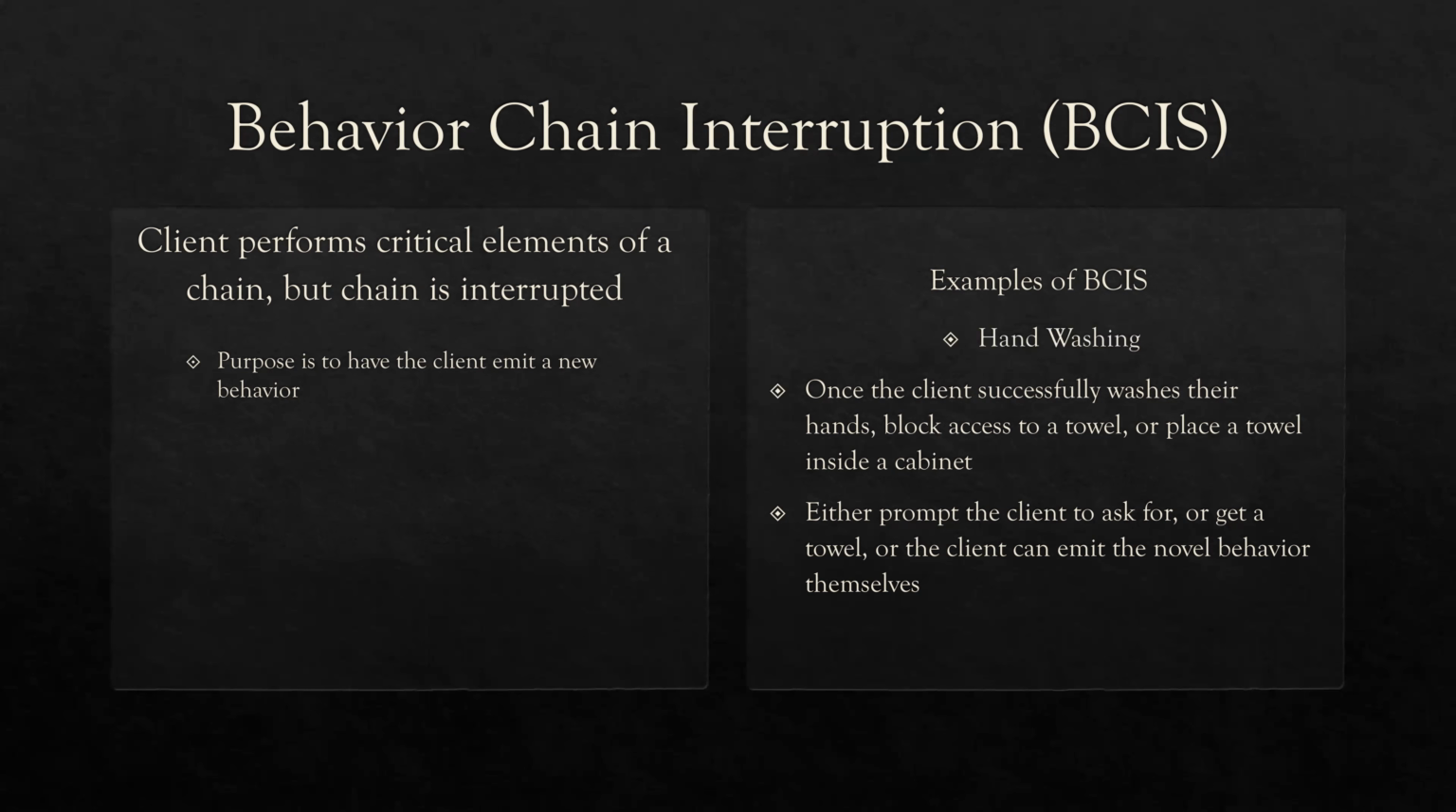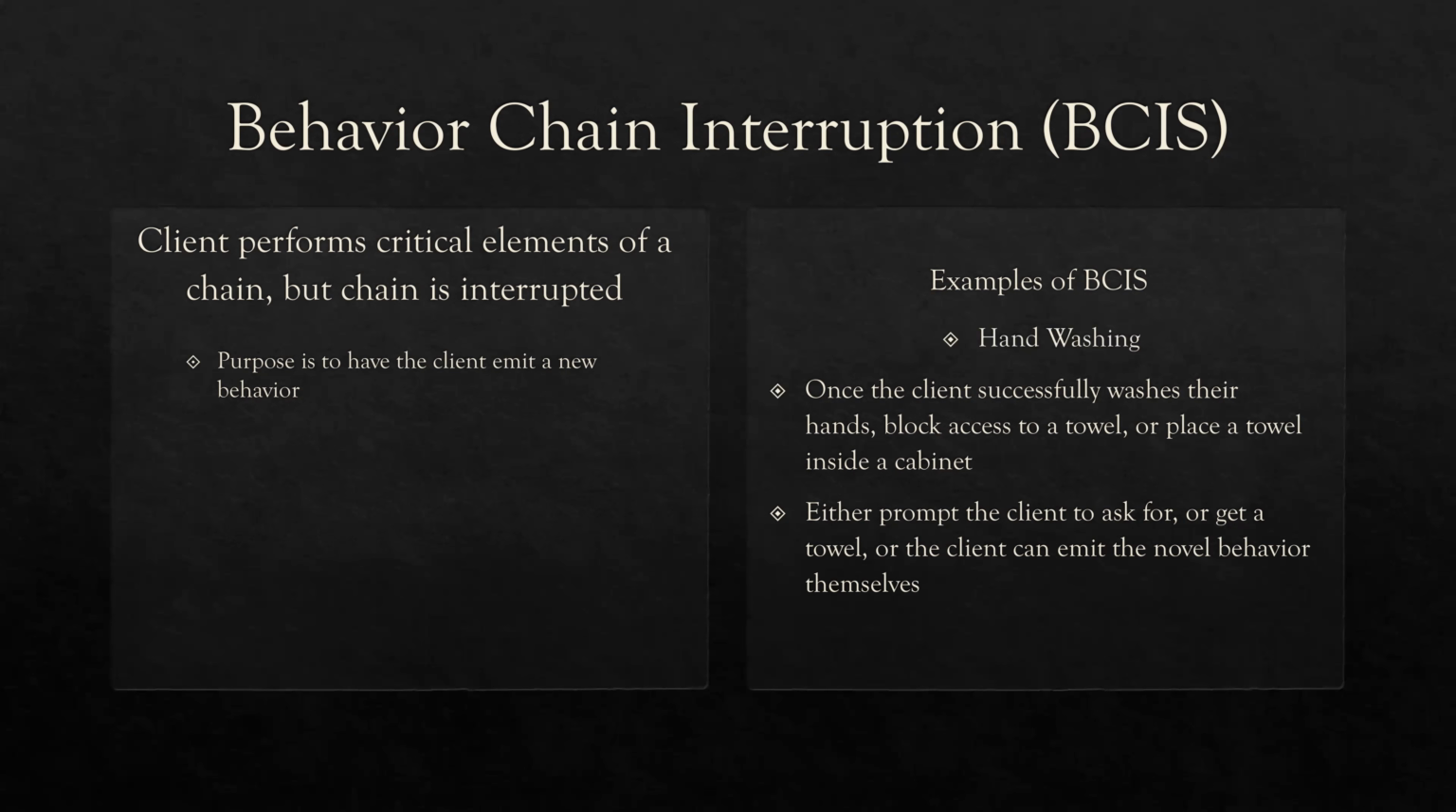So with the behavior chain interruption strategy, that's the entire idea. You have the client perform critical elements of a chain, but you interrupt it intermittently. Okay, you want to see the client emit a new behavior. You're forcing them to adapt to changes in their environment. It's going to help with generalization. It's going to help with maintenance. So for instance, hand washing. Let's say the client successfully washes their hands, but then you block access to a towel.